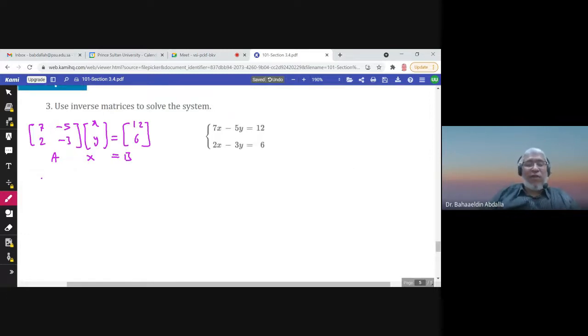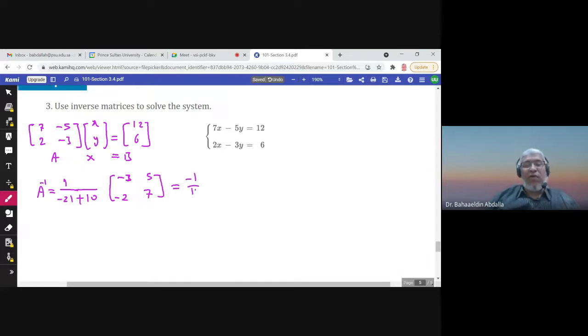To find the inverse, I will use the rule. I have a rule to find the inverse of 2 by 2 matrices. We just mentioned it. So 1 over 7 times negative 3, negative 21 minus negative 5 times 2, negative 10. So it would be positive 10 over 7 and negative 3 change positions. 2 and negative 5 keep positions but change the signs. Negative 21 plus 10 is negative 11.